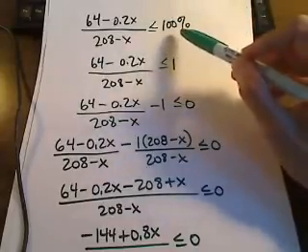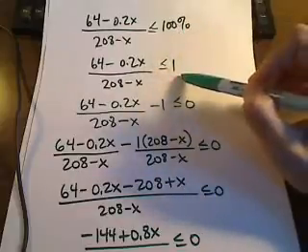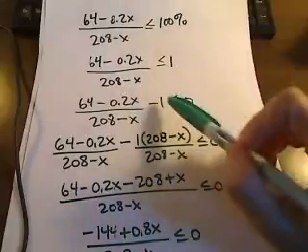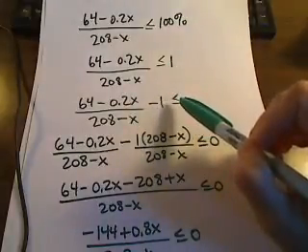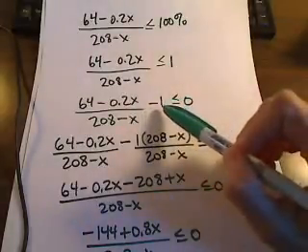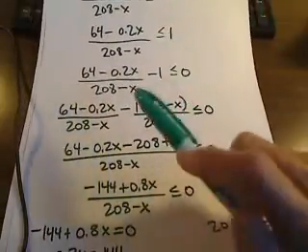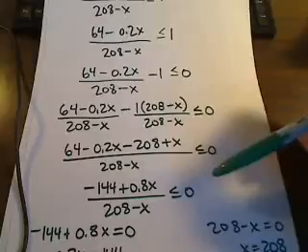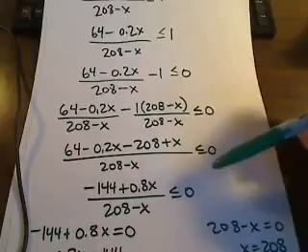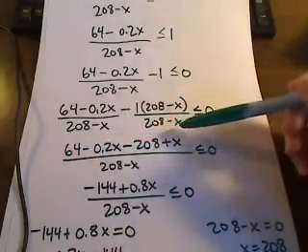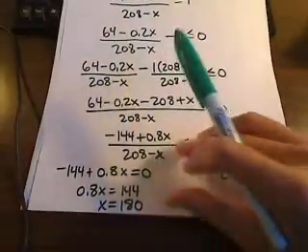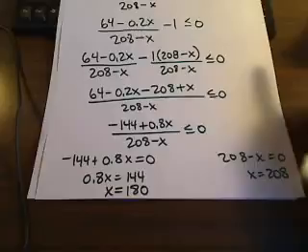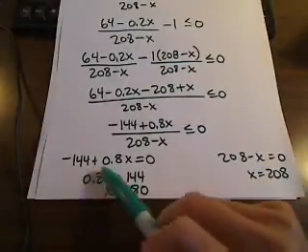Okay. So when we do that, 100% as a decimal is 1. And we're going to do the same thing here that we did in the last part of the problem. So we're going to subtract the 1 and then get a common denominator. So multiplying the 1 top and bottom by 208 minus x. And then getting one numerator here and simplifying. Okay. All right. So this is what we're looking at.